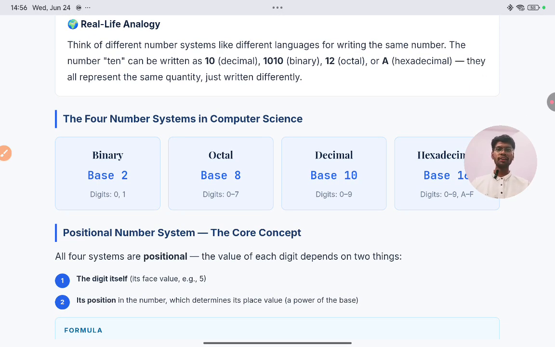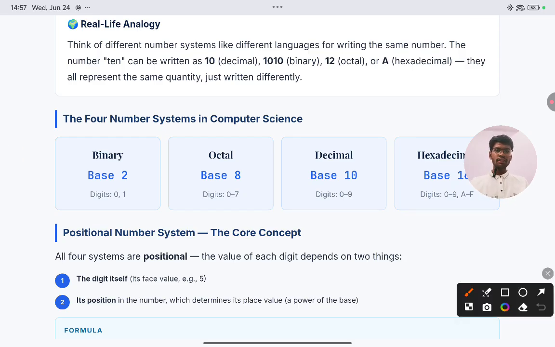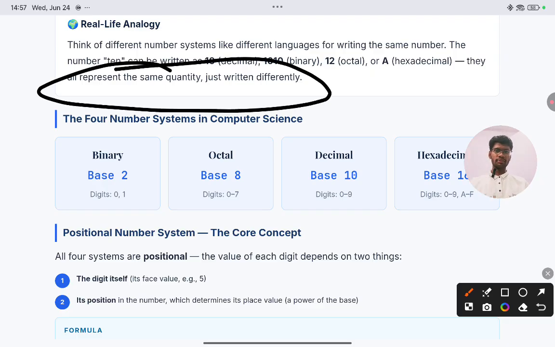So the number ten can be represented in many ways in different systems. In decimal, we write 10. In octal it is 12. In binary it is 1010. In hexadecimal it is A. All of these represent the same quantity, but are written differently.